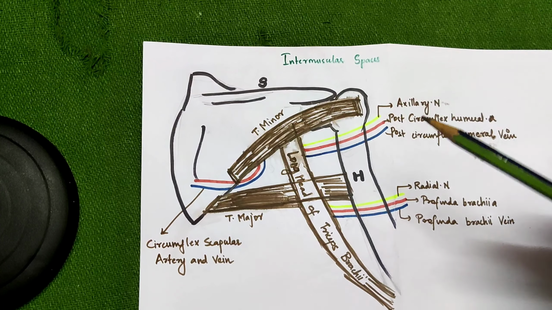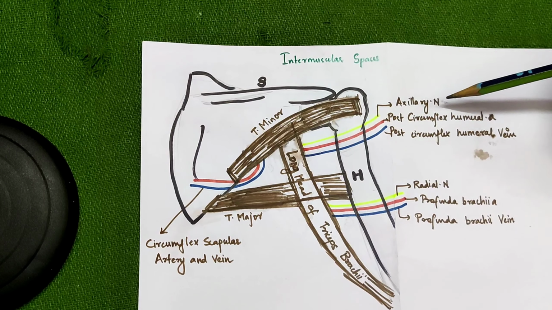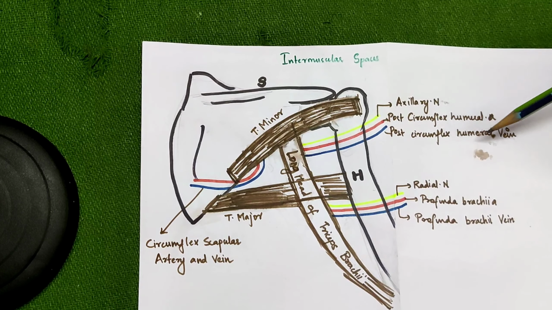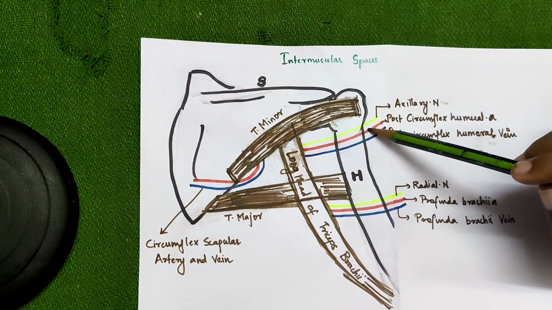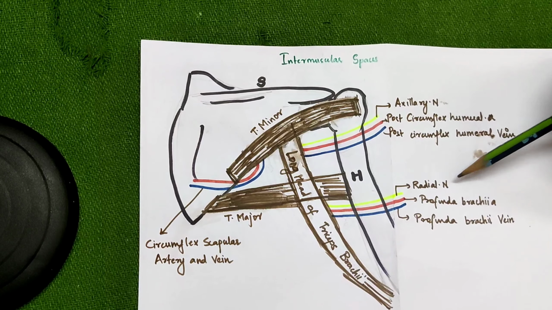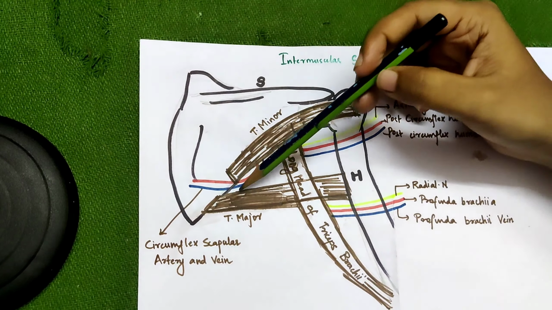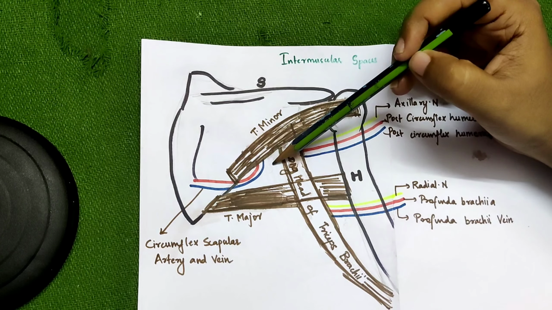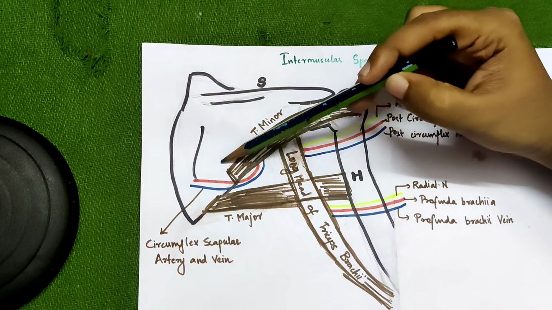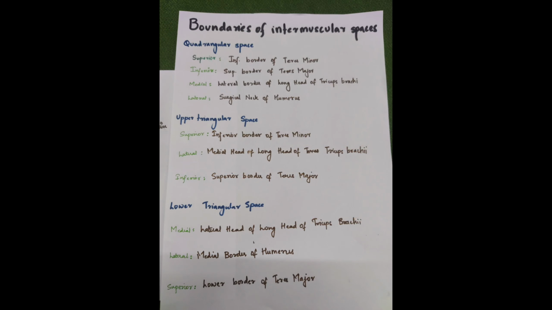So the contents of the intermuscular spaces are: in the quadrangular space, the contents are axillary nerve because it is in axilla, then posterior circumflex humeral artery and posterior circumflex humeral vein because it winds around the humerus. Then in the lower triangular space, the contents are NAV, that is radial nerve, profunda brachii artery and profunda brachii vein. Now in the upper triangular space, the contents are circumflex scapular artery and vein because it winds around the scapula. So these are the contents and the boundaries of intermuscular spaces.